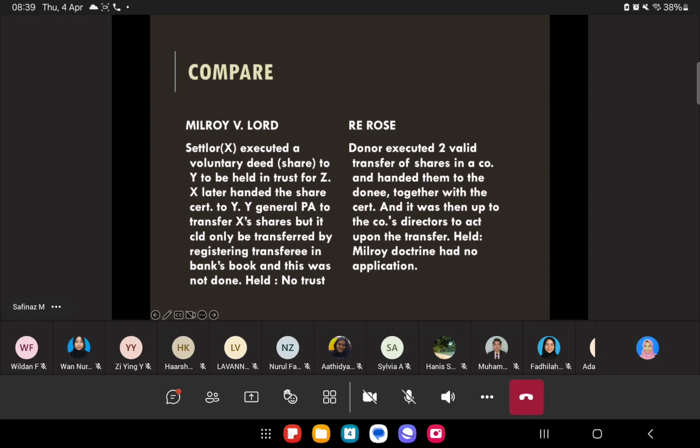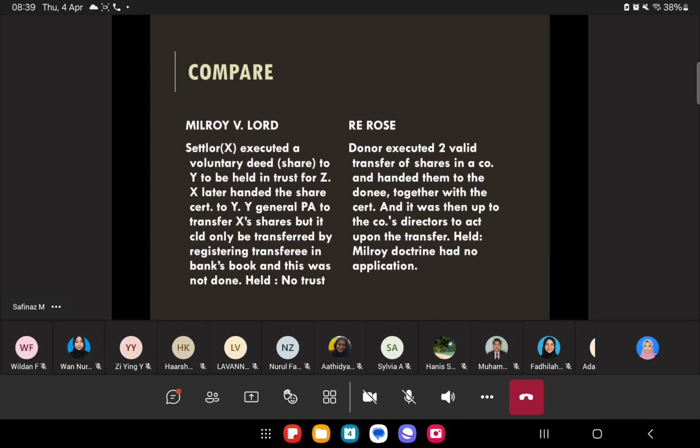Okay, tadi saya kata dua kes. So untuk kita faham dan lihat completely and incompletely constituted trust, dua kes ni mesti tahu dan mesti faham. Dan mesti faham perbezaan antara dua kes ini. Milroy and Lott and Rose. Dalam semua kes-kes local case pun semua akan rujuk these two cases.